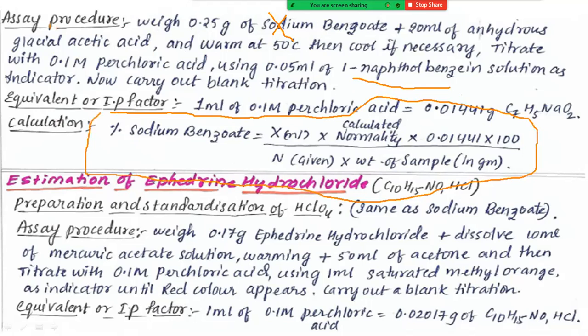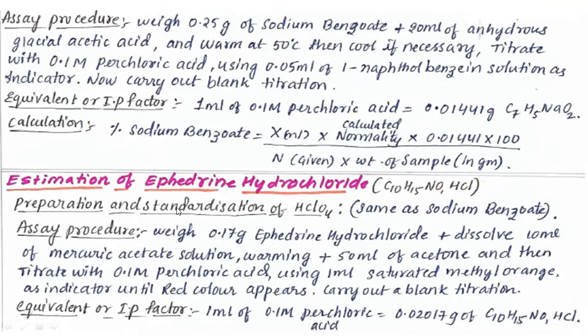Because we are doing an assay procedure, the percentage purity will be calculated. This is the formula for calculating the percentage purity of sodium benzoate. And the last topic is the estimation of ephedrine hydrochloride. This salt will also be estimated by using acidimetry. Why? Because here also we are using perchloric acid, which is taken in a burette, so this is called acidimetry. Here ephedrine hydrochloride is a weak base.